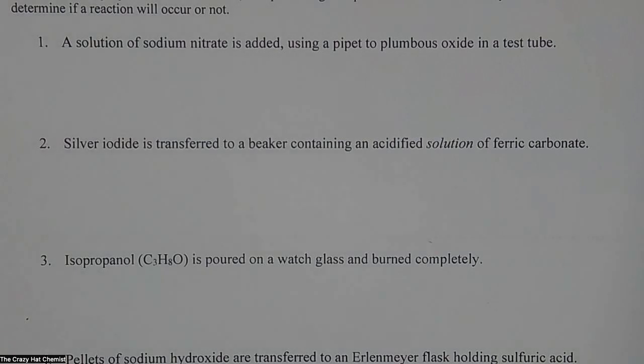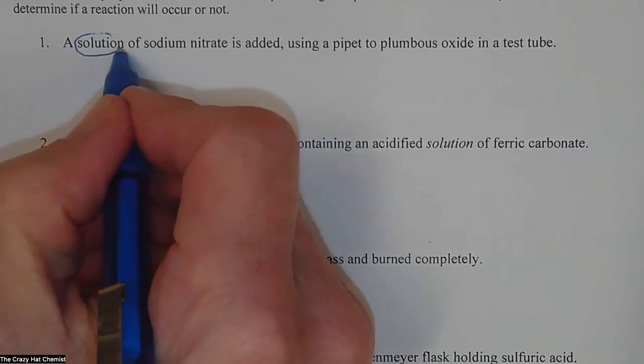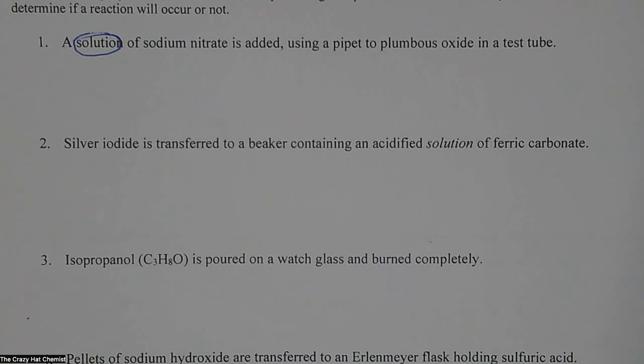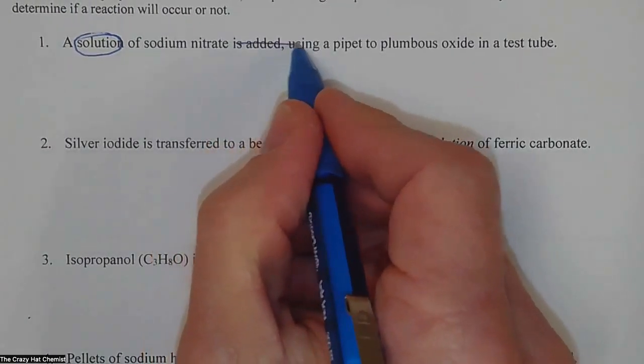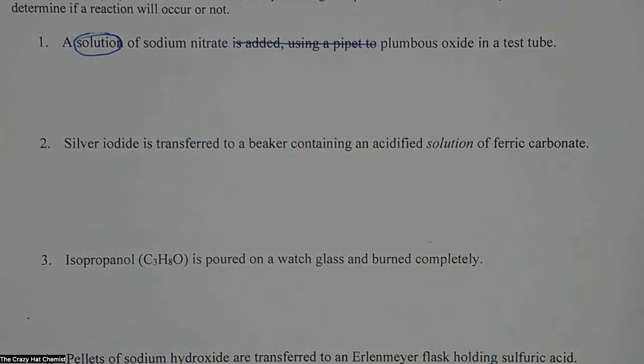This first one says a solution of sodium nitrate is added using a pipette to plumbous oxide in a test tube. The word solution is important, because that indicates that this is aqueous. It's added using a pipette and in a test tube, but who cares about that? So really what we're interested in is sodium nitrate and plumbous oxide.